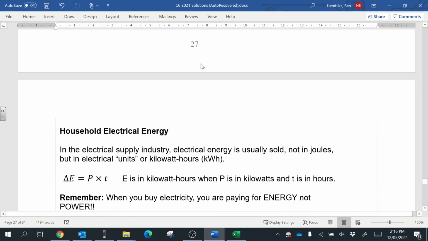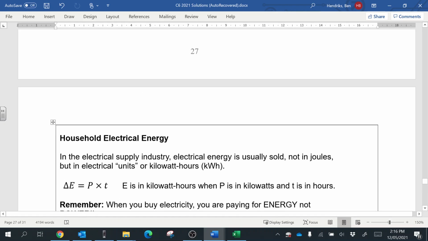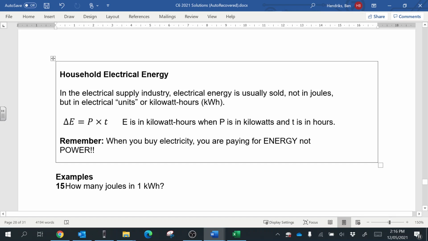We're continuing on with our electrical energy work and we're on page 28 of the booklet. So we're looking at household electrical energy now, and we're talking about how we actually buy energy instead. Often the physics units are not the most useful units in everyday life. For example, when we're driving in a car, the units we usually use are kilometers per hour because they're more useful than meters per second, so we get a better idea. Similarly, when we're talking about household electrical energy, we talk about it in kilowatt hours.